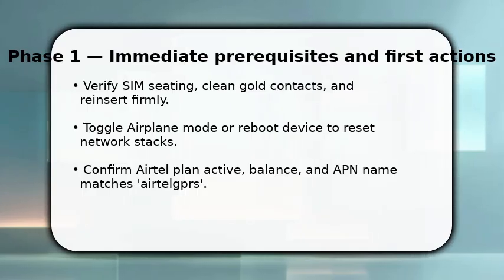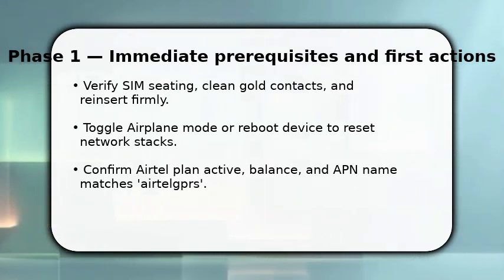You start by confirming basics quickly. Remove the SIM and inspect contacts, then reinsert it firmly so the phone reads it. Once done, toggle airplane mode or reboot to reset the radio.